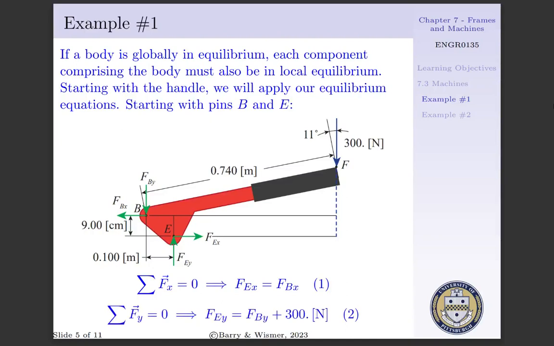Next, we will apply our summation of forces in the y direction, set this equal to 0. We see the force Fey is going to be counteracted by the force Fby and our input of 300 newtons.